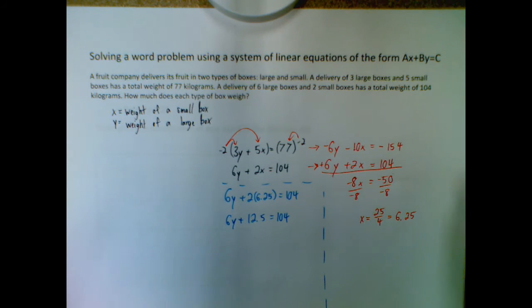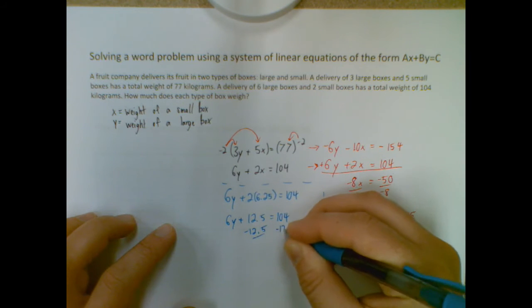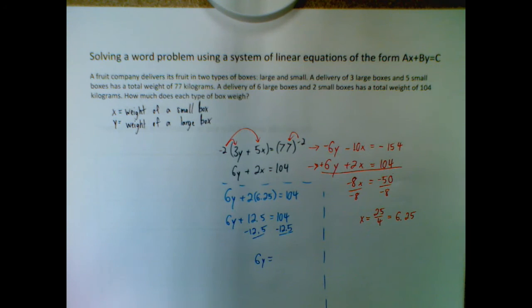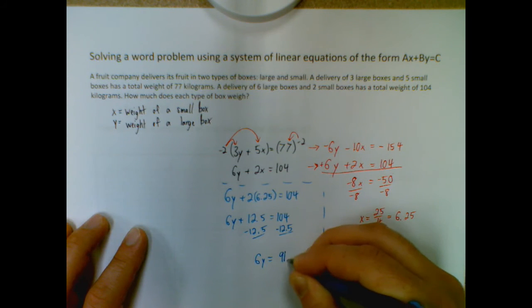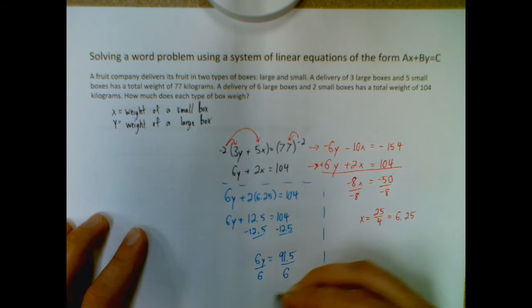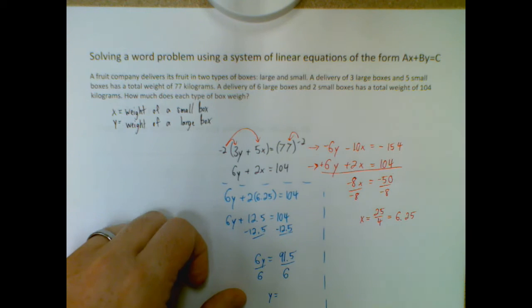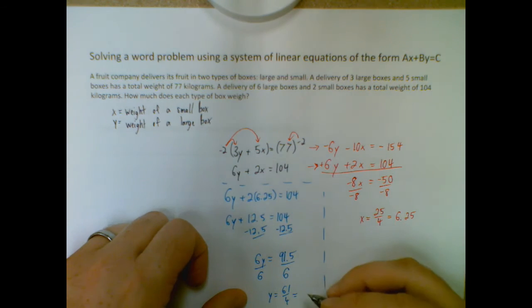Alright. So then I need to subtract that off, right? So minus 12.5 minus 12.5, I end up with 6y, and then after I do my subtraction, 91.5. So divide by 6, and see what this turns into. That turns out to 61 over 4 if you want the fraction, or 15.25, so 15 and a quarter if we're looking at the decimal.